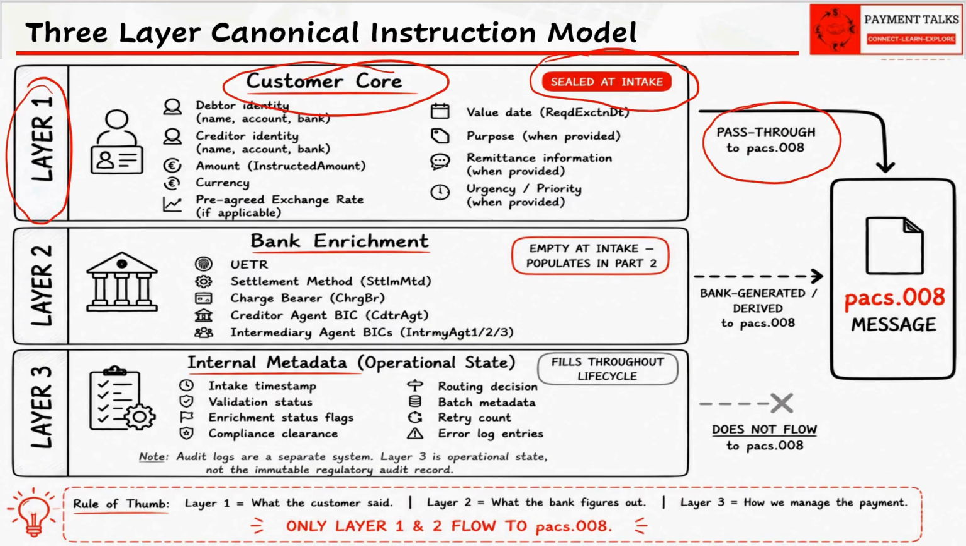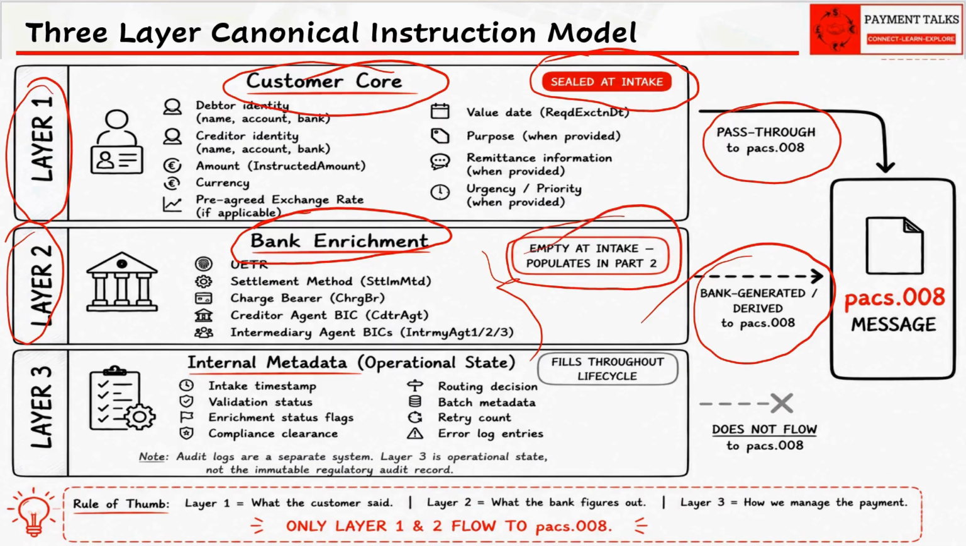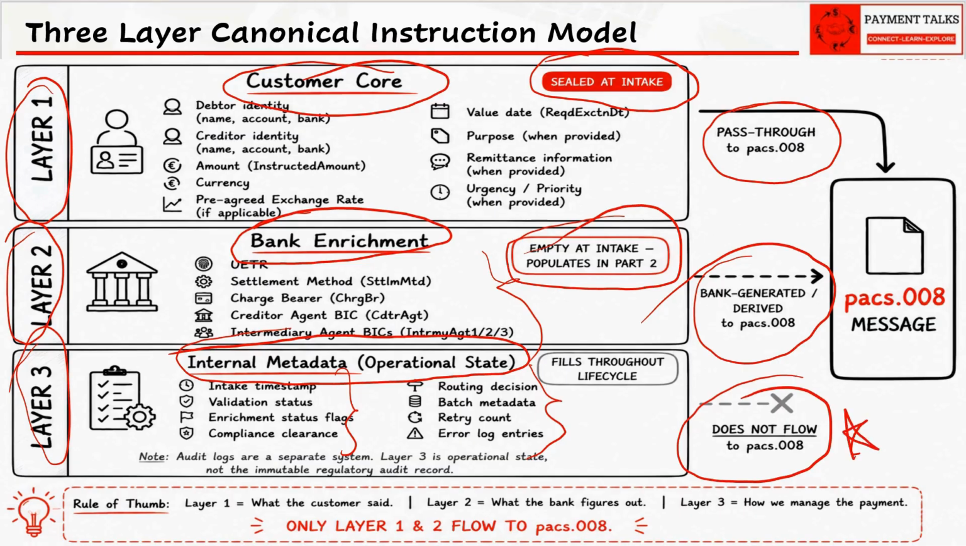Layer 2 is bank enrichment. This holds bank generated and derived fields: UETR, settlement method, charge bearer, creditor agent BIC, intermediary agent BICs. At the end of part 1, layer 2 is entirely empty. It fills during part 2. Layer 3 is internal metadata. This is the engine's operational state. Intake timestamp, validation status, compliance clearance, routing record, batch metadata, retry count, error log. And critically, layer 3 never flows into the PAX8. It is the engine's working memory, not message content.